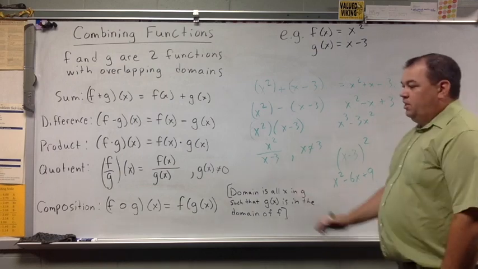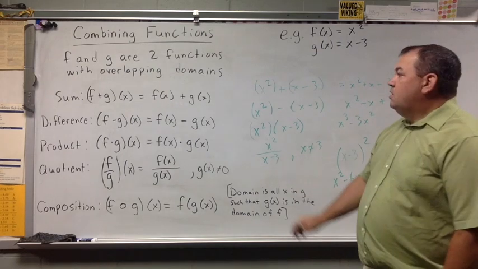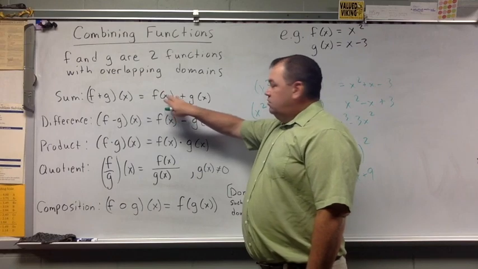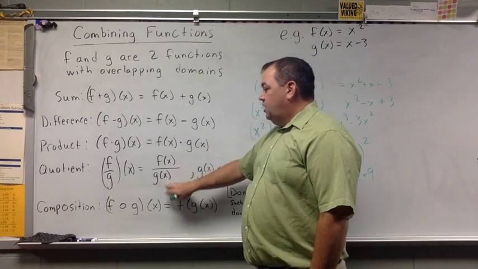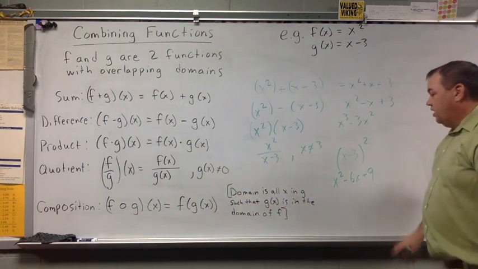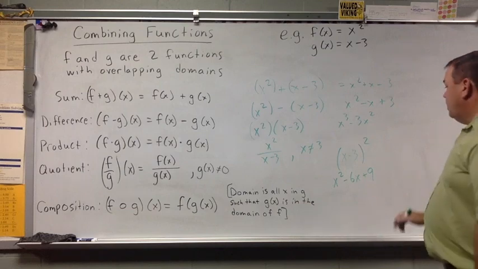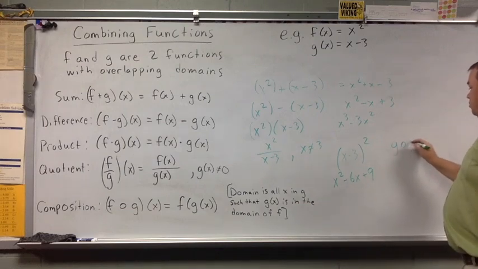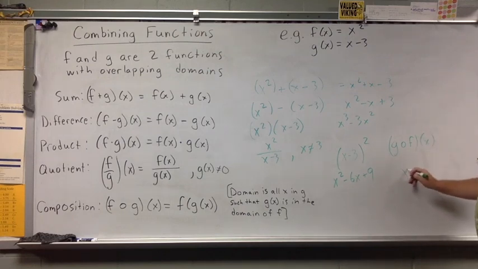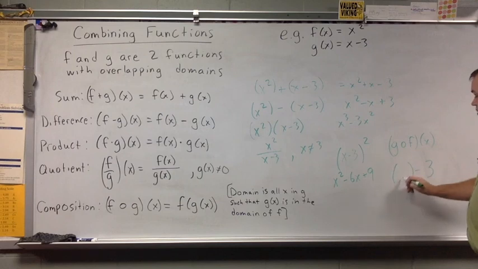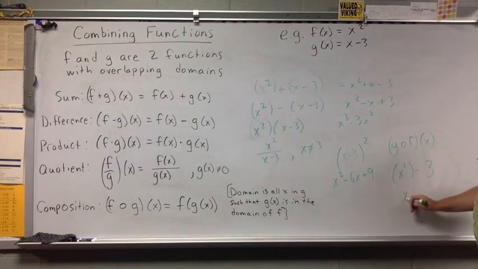Not the same answer I would get if they composed them the other way. Addition is commutative, subtraction is not. Multiplication is commutative, division is not, and composition is not commutative. I can't just switch them around and get the same answer. If they asked me to do g composed with f, then I would start with the g function, and everywhere that I see an x, I would replace it with the other function, and I get a very different answer when I take g composed with f.